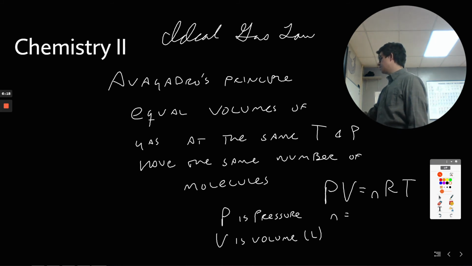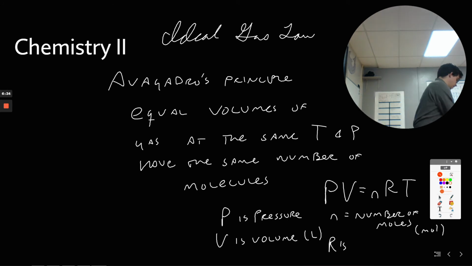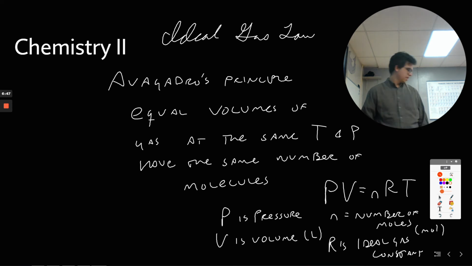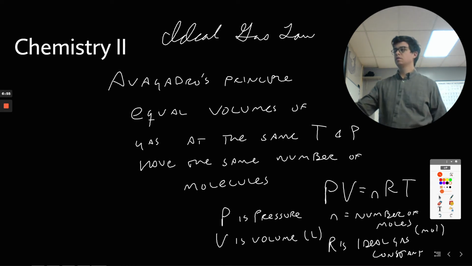N is number of moles, so we could sometimes call this amount of substance, but we measure this in mole. And then R is something called the gas constant, which we have a little table up here. R is the ideal gas constant. And like all constants, it's a constant number. And we have three different values that you need to know about. So the three different values are values of R.